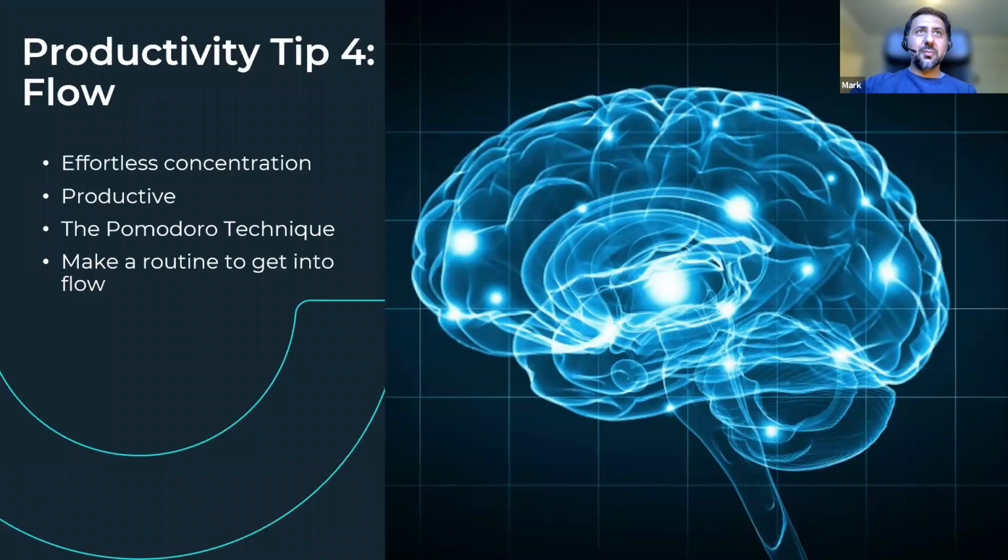So productivity tip number 4. Okay, so flow. This is a great term that's thrown around quite a bit. Flow is essentially a state where everything just seems to work. Your brain is engaged, the code is getting written somehow. You're concentrating, everything's just coming to you while you're working. So you find yourself quite productive.